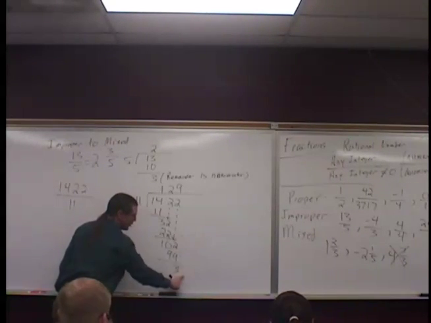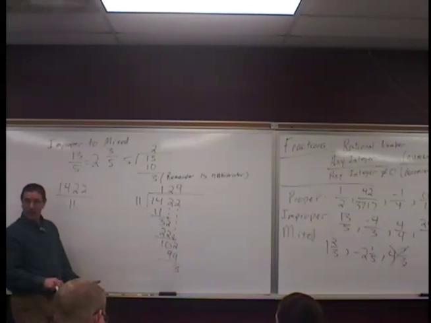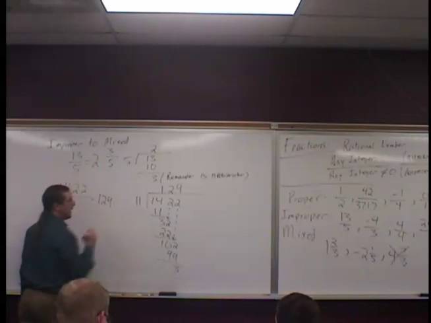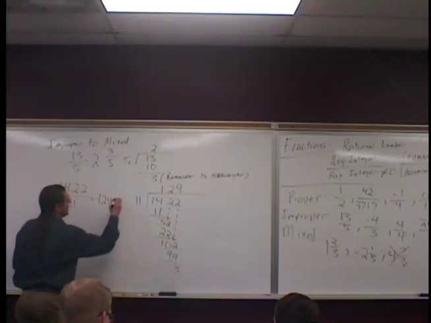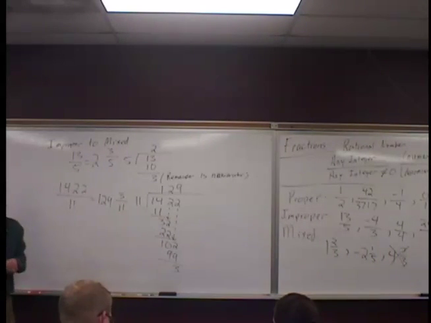Once you have no more numbers, this is your remainder. Hence, that's going to become your numerator. So your mixed fraction is 129. Whatever is up here is your whole number. The remainder becomes your numerator. Don't ever change the denominator. Okay?